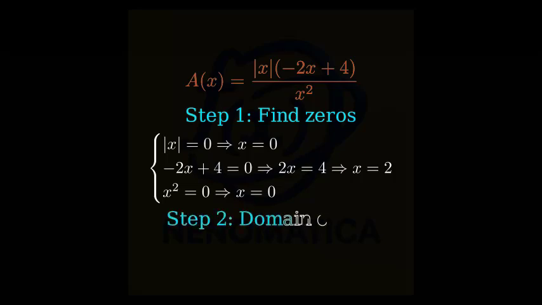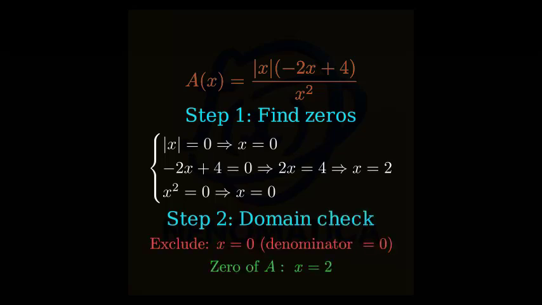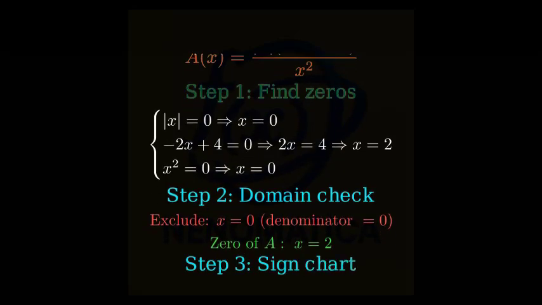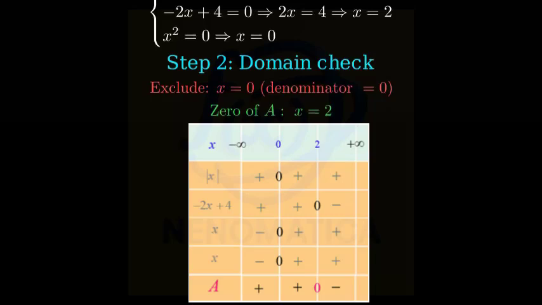Step 2. Mark excluded points. Because the denominator is x squared, x equals 0 is not allowed in the domain of A. We exclude x equals 0, and we keep x equals 2 as the only 0 of the whole fraction. Step 3. Build the sign chart using the critical points 0 and 2. We analyze the sign of each factor on the intervals negative infinity to 0, 0 to 2, and 2 to infinity, and then combine the signs.